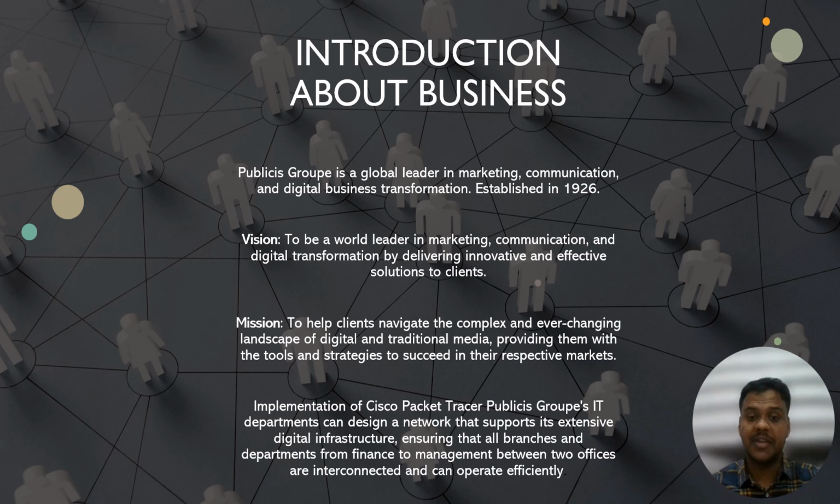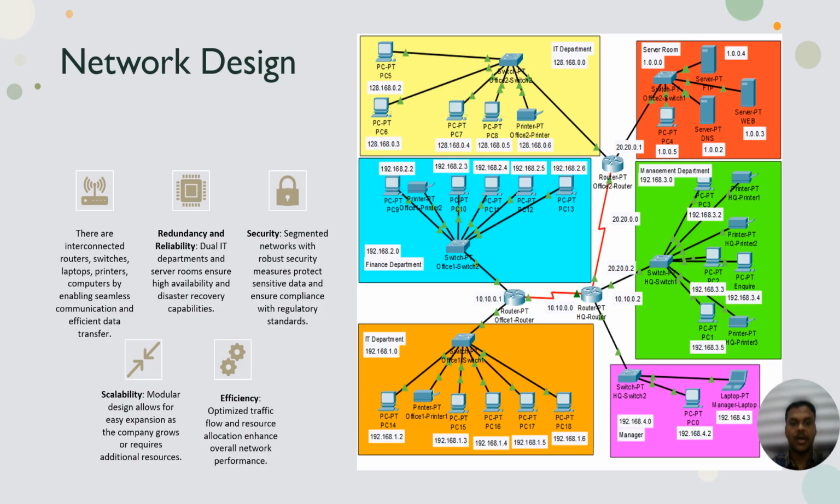With the implementation of Cisco Packet Tracer, the Publicis Group IT departments can be designed in a network that supports its extensive digital infrastructure, ensuring that all branches and departments, from finance to management, between two offices are interconnected and can operate efficiently. The network design has been implemented with one HQ router and two office routers, interconnected with routers, switches, laptops, printers, and computers to enable seamless communication and efficient data transfer.